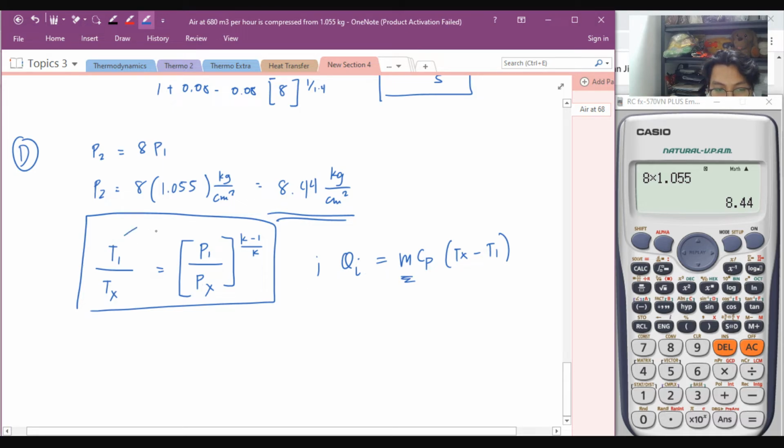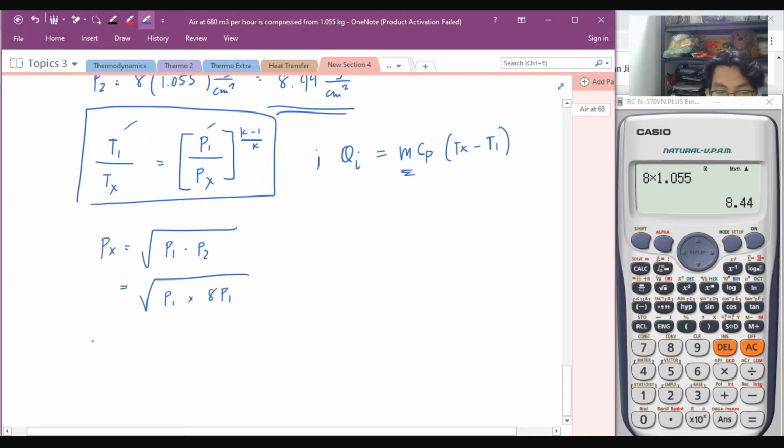T1, meron na tayo. P1, meron na tayo. P2, meron na. Px, wala pa tayo. Px is equal to square root ng P1 multiplied to P2. That is equal to square root ng P1 times 8 ng P1. That is equal to Px equal to square root ng 8 P1 squared. O di, square root of 8 multiplied to P1. That is 1.055 kilogram in every cm squared. Okay.